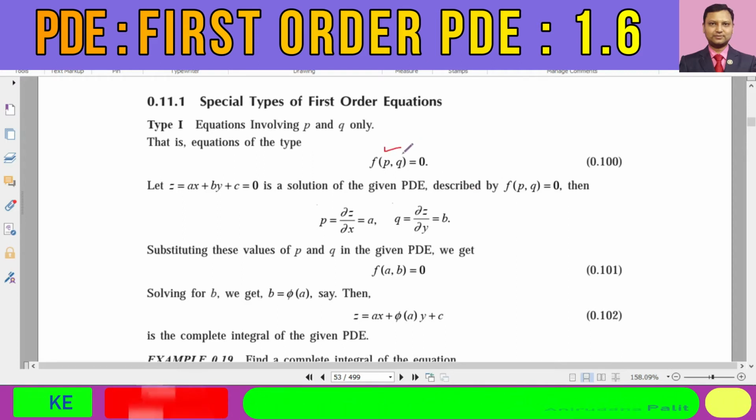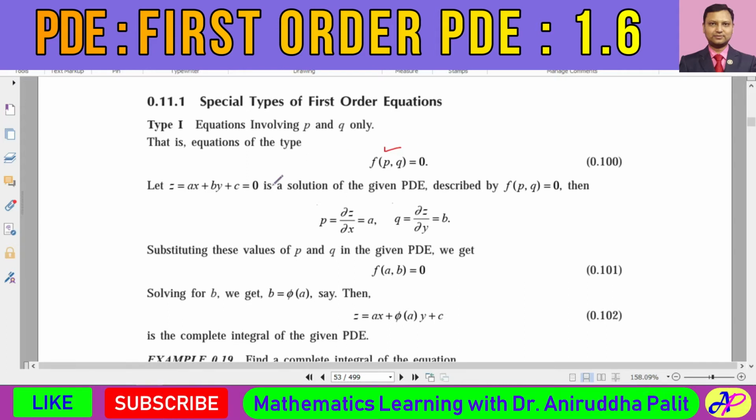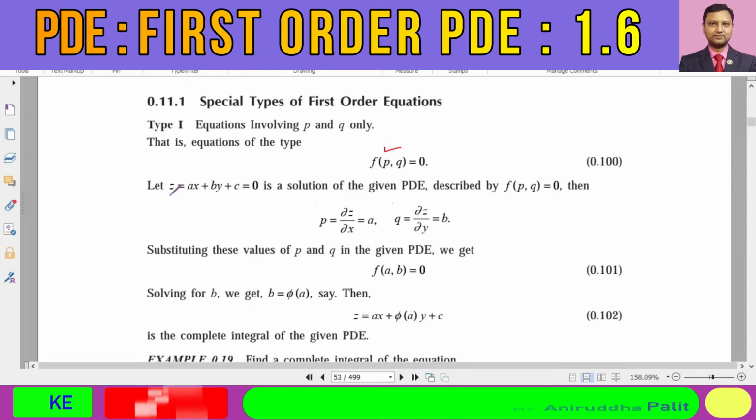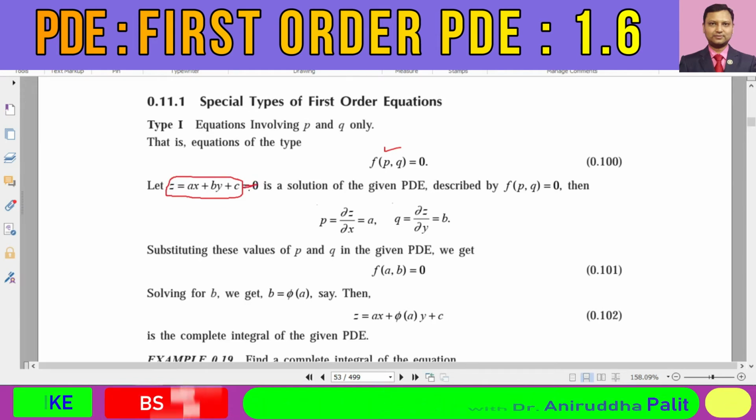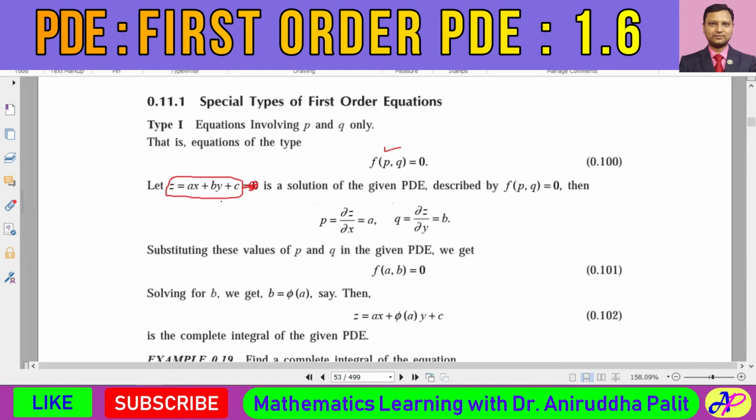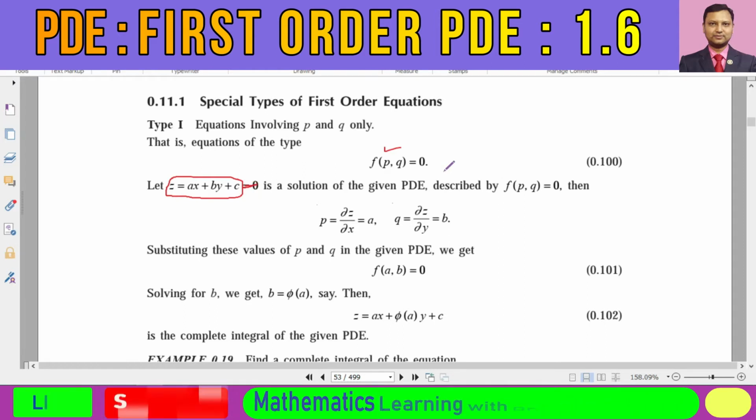If a partial differential equation involves only these two quantities, they may be linear, nonlinear, whatever it is, but it can be proved that the solution of the partial differential equation can be written in this form: z is equal to ax plus by plus c. Not this 0, this is a printing mistake. Forget this 0, 0 would not appear over here. So z is equal to ax plus by plus c would be a solution to this kind of partial differential equation, and this is a trial solution. Mind it. What are the parameters small a and b? I shall discuss them. Actually, there is only one parameter, and the second parameter will be dependent on the first parameter.